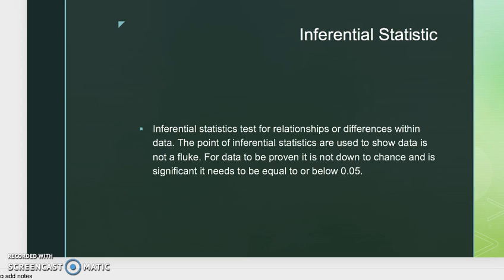Inferential statistics. Inferential statistics test for relationships or differences within data. The point of inferential statistics is to show the data is not a fluke. For data to be proven, it is not down to chance and is significant. It needs to be equal to or below 0.05.